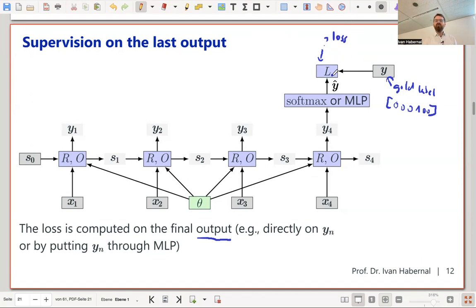Okay, which loss are we going to use? We know two losses, and it's not going to be the binary cross entropy loss. It's going to be something else. If we have a one hot vector as gold label, categorical, what's going to be the loss again? Yes, categorical cross entropy. I would accept that.